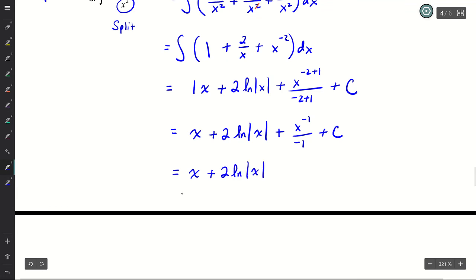All right, notice here we're dividing by negative 1. That's going to make everything there negative. And then the x to the negative 1 is going to fall to the bottom. This is going to become 1 over x. And then plus the c.